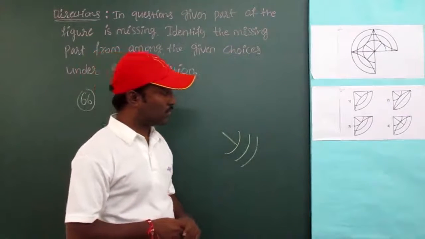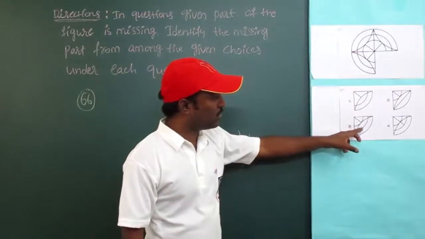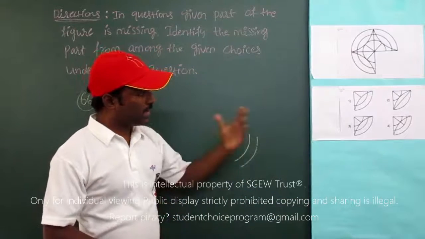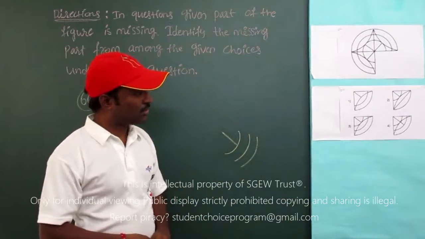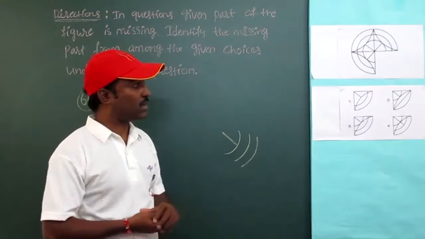Now moving to the third option. In the third option, I am having all the 3 curves: 1, 2, 3. This may be my right option. Next, if you move to the fourth option, yes, of course, I am having all the 3 curves which can complete the 3 circles.